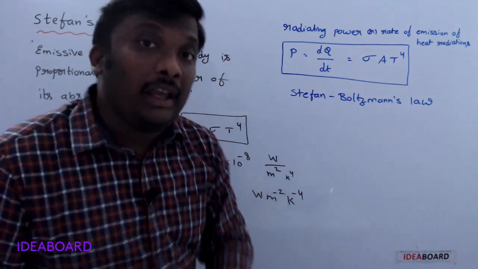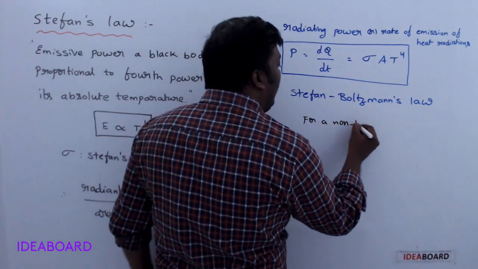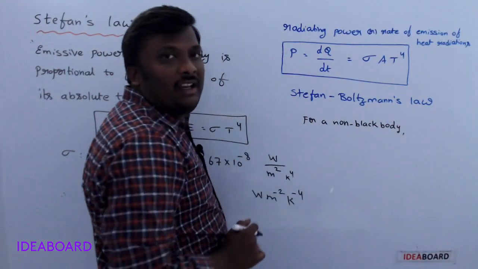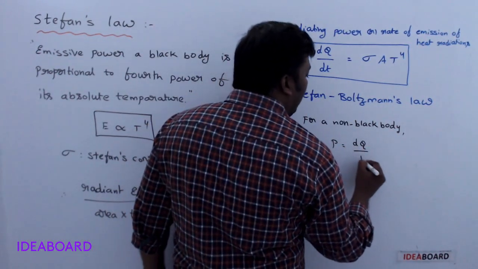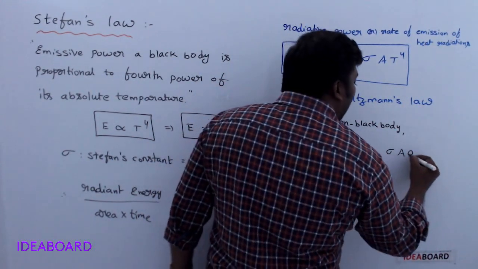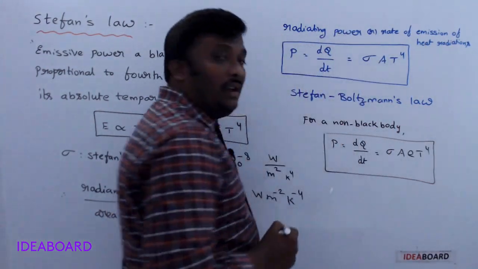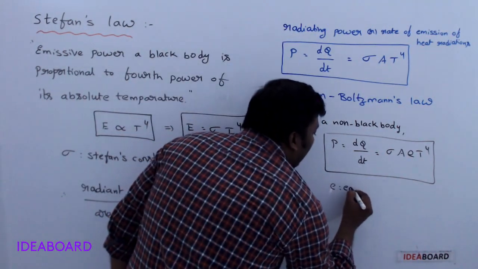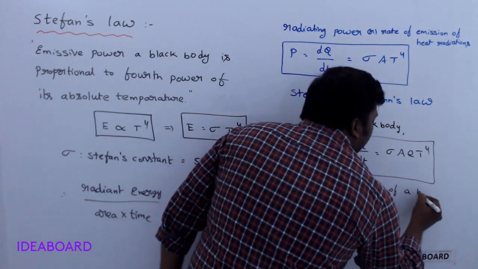If you take a non-black body, a small variation comes in this formula: P is equal to dq by dt is equal to sigma A e T power 4. So what is the new letter coming here? e. e is called the emissivity of a body.